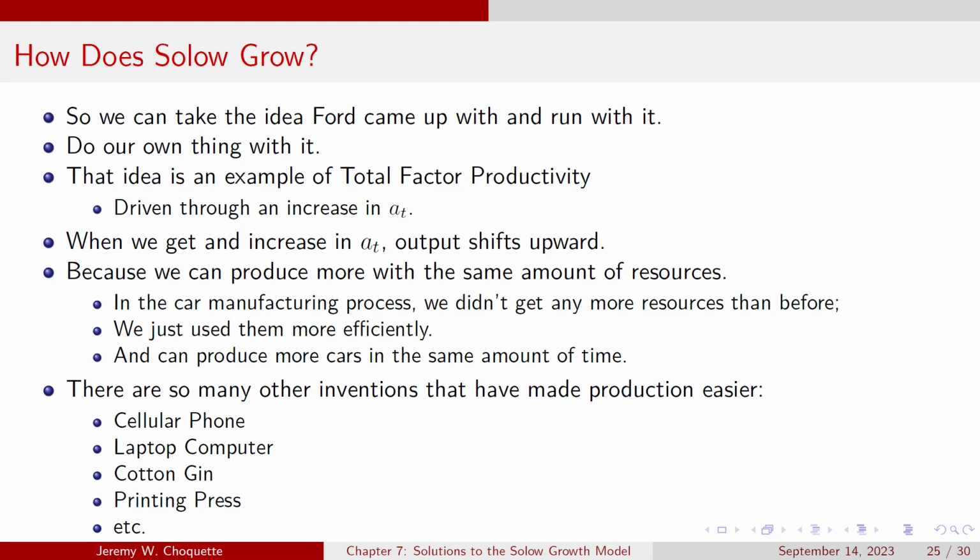When we get total factor productivity, right, we're getting an increase in A_t, the output curve shifts up because we can produce more with the same amount of resources, right? Because in the car manufacturing process, we didn't get any more resources than before. We had the same number of people and the same amount of capital. It's just we had each person contributing their own little bit in stages. So we're producing much more efficiently. So we can make more cars in the same amount of time. Because not only are these people experts in that one particular production process of the car, they don't have to change gears.